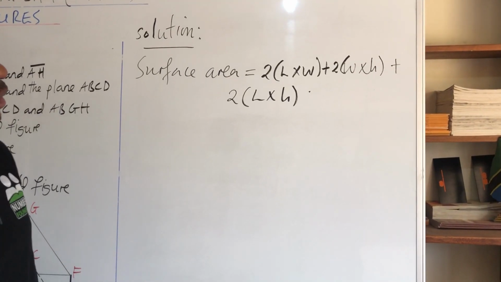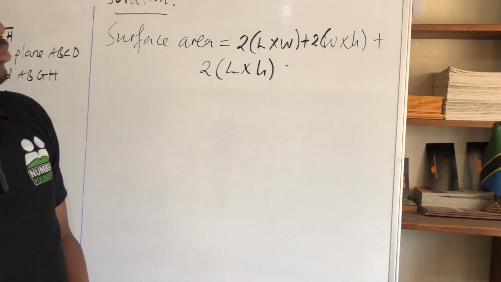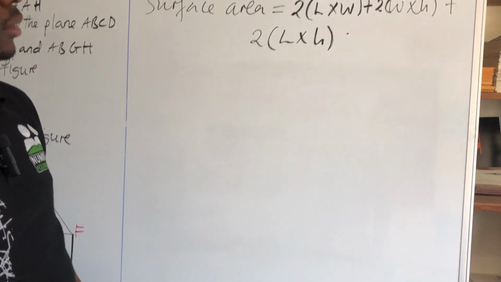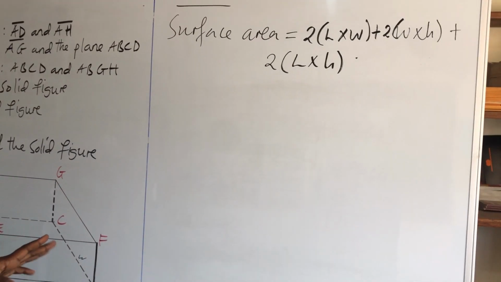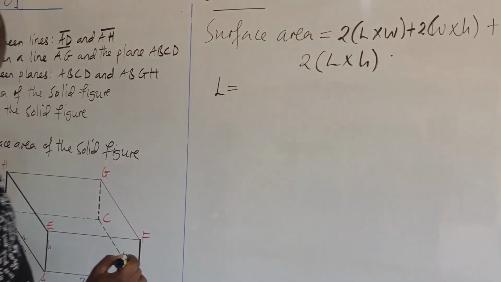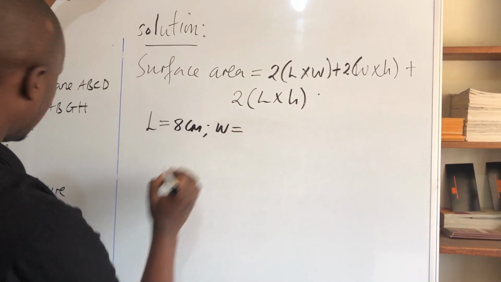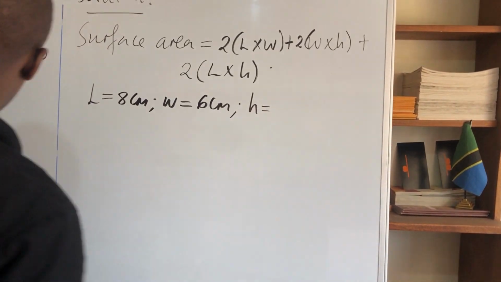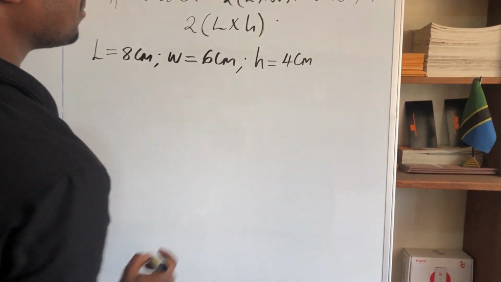Okay, so the surface area is given by the formula. It is 2 brackets length times width. We plus 2 brackets width times height, and we plus 2 brackets length times height. It means now this will mark the totality of all the 6 faces found in the prism. Now on the details, our length here is 8 centimeters. The width equals 6 centimeters, and the height, which is always represented by the vertical lines, is 4 centimeters in magnitude.